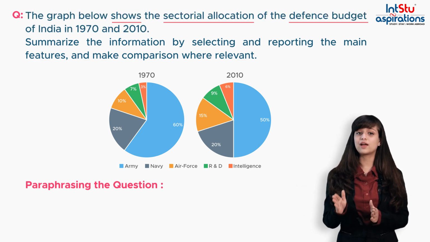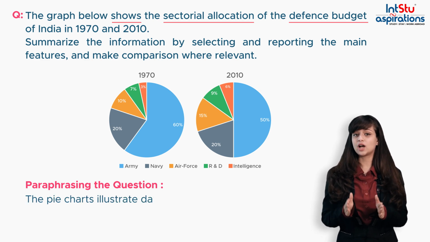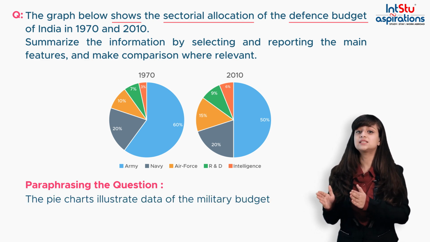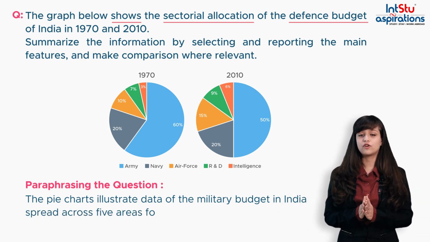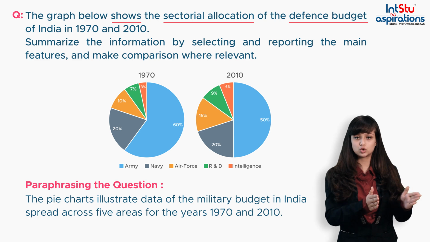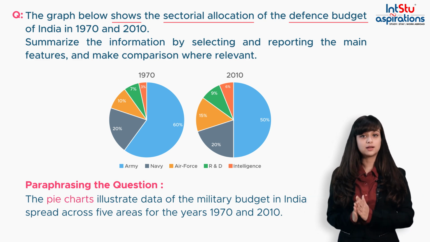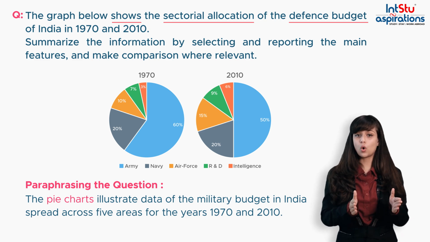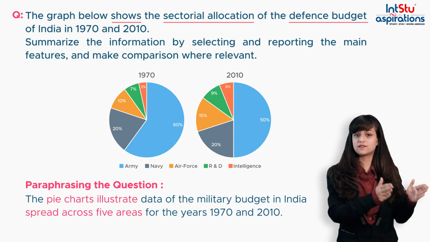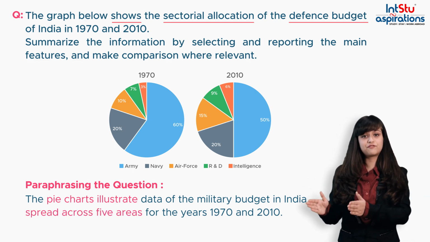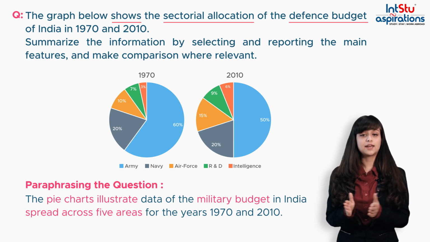Now we will rewrite the question using synonyms of the keywords. The pie charts illustrate data of the military budget in India spread across 5 areas for the years 1970 and 2010. I have first mentioned that this is a pie chart. Then I have replaced show with illustrate, sectorial allocation with spread across 5 areas, and then defense budget with military budget. Then comes writing an overview.